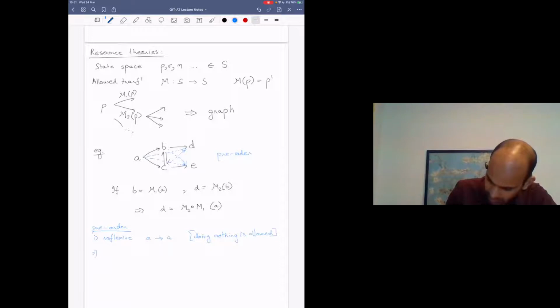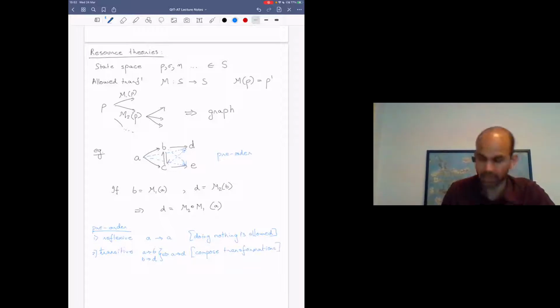And the second is that it's transitive, because if A goes to B and B goes to C, let me use the graph, so B goes to D, then this implies that A can go to D, and this is because we can always compose transformations together.